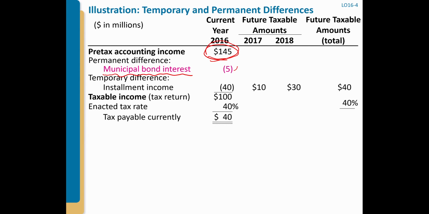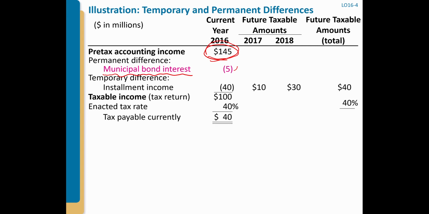So that is the permanent difference, right? Because in accounting, we need to recognize this as one of our income, one of our revenues. So that's included in 145. This 5 is included in 145. Without the 5, it should be 140. We include that 5 as part of the pre-tax accounting income because this is one of the revenues, interest revenue. But we're never going to pay tax. So we will never pay tax on this 5.